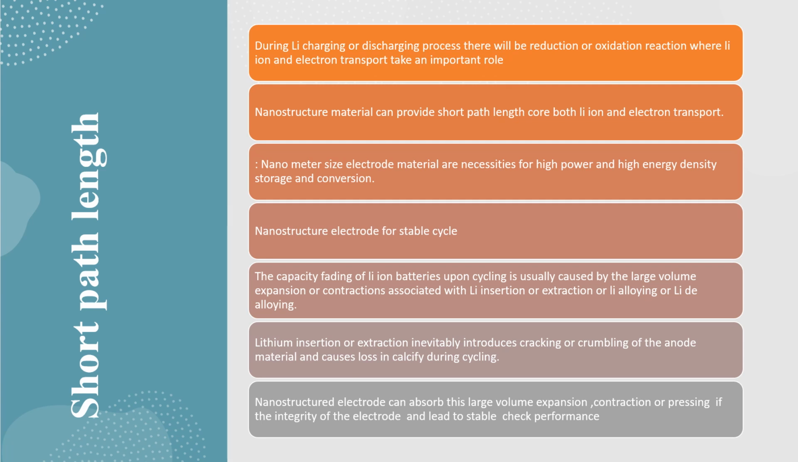Lithium insertion or extraction inevitably introduces cracking or crumbling of the anode material and causes loss in capacity during cycling. Nanostructured electrodes can absorb this large volume expansion, contraction, or pressing if the integrity of the electrode is kept, which leads to stable cycling performance.